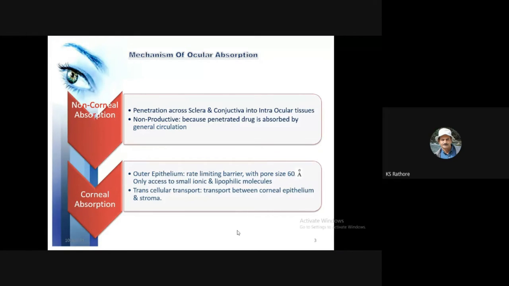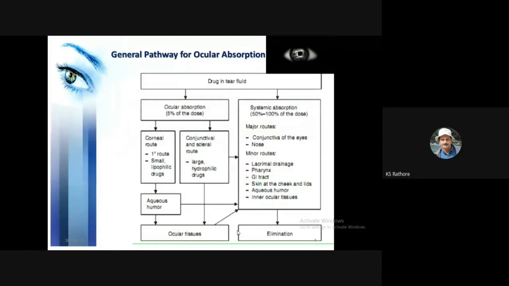Only small lipophilic drugs are absorbed from this part. In the conjunctival and scleral route, large and hydrophilic drugs are absorbed. From the corneal route, the drug goes to the aqueous humor, then to the ocular tissues, and from there to the systemic circulation. Then from the systemic circulation, there are pharmacological activities, and then elimination takes place, meaning metabolism and excretion take part there.